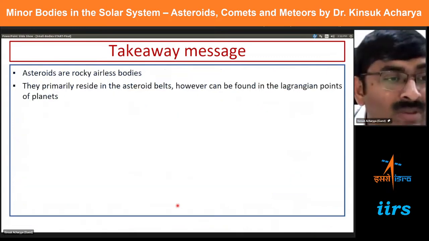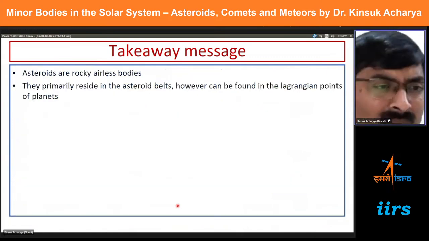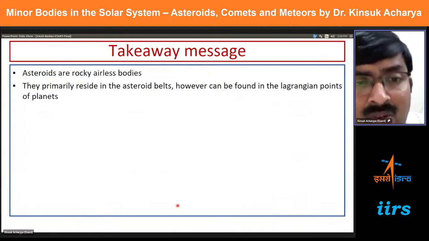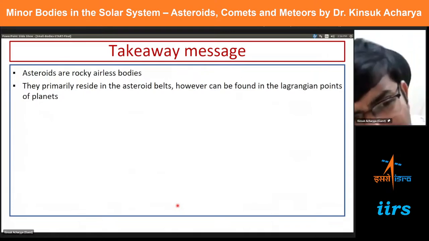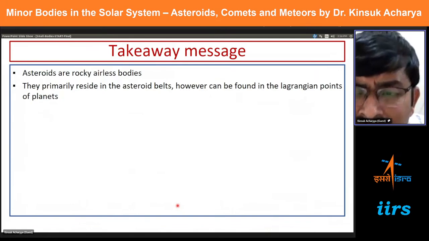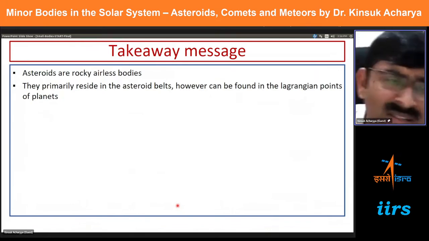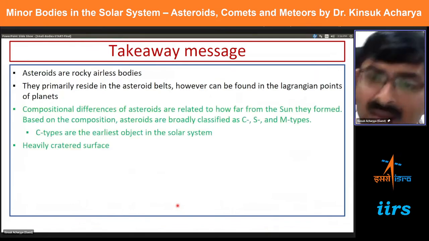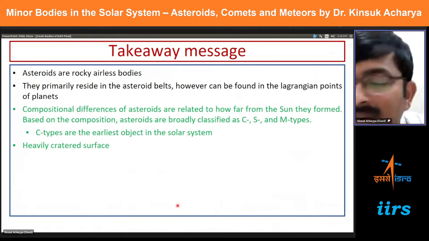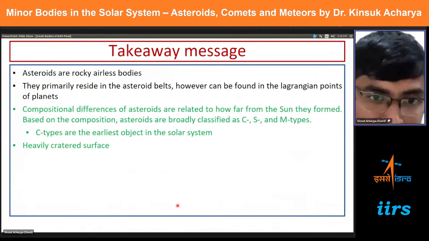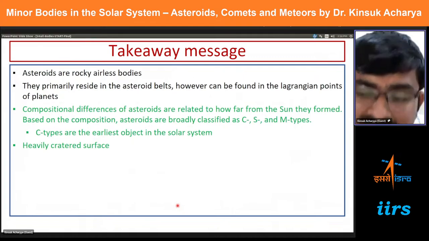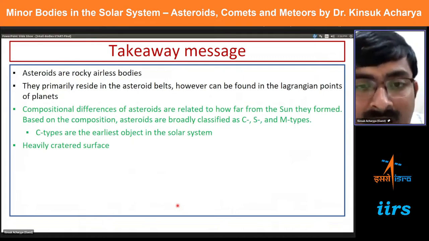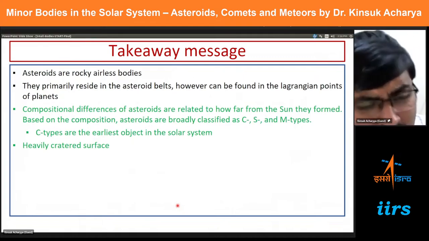One can also study the formation and destruction of these molecules in the cometary atmosphere using modeling studies. Then in the asteroid part, asteroids are rocky airless bodies. They primarily reside in the asteroid belt, but they can also be found at the Lagrangian points of planets. In fact, Earth also has an asteroid at its Lagrangian point.